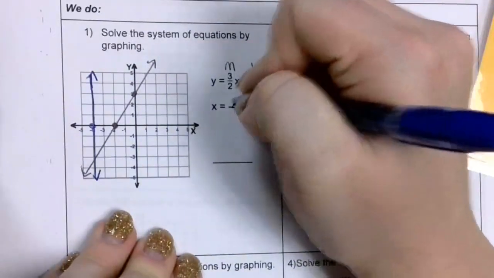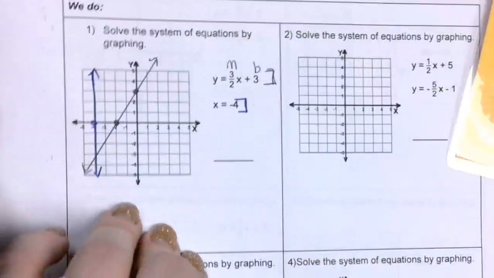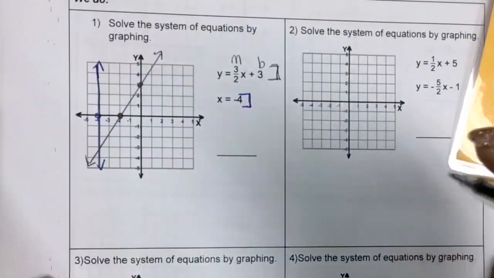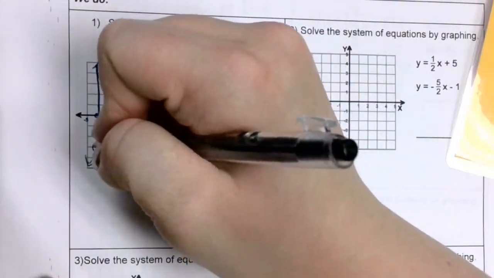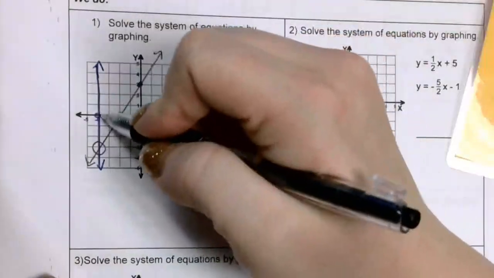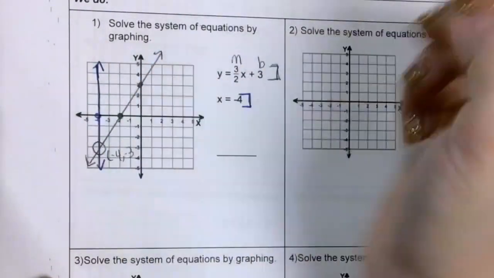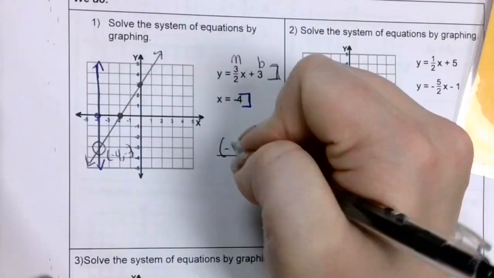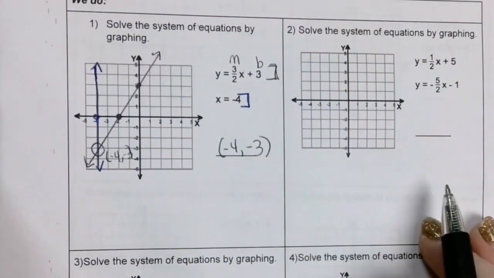I'm just going to put a little blue mark by this so I know that that's that color, and black by this so I know it's that color. So my answer here for my solve the system of equations is right there. That's where they cross, and that is coordinate point -4, -3. So that's my answer. My answer is -4, -3. So again, the answer is where the lines cross.